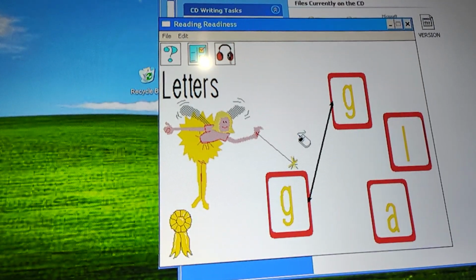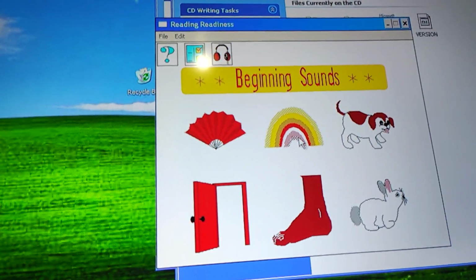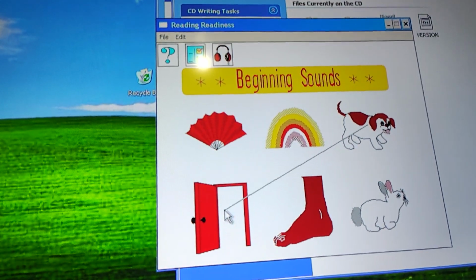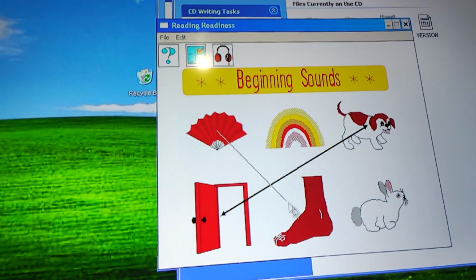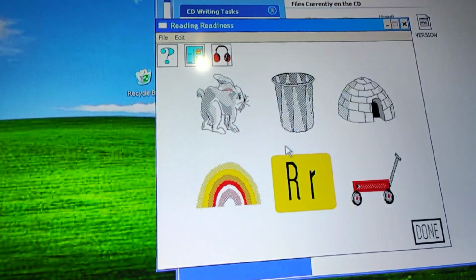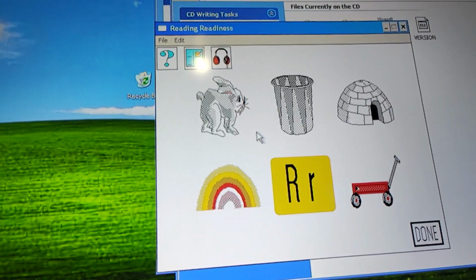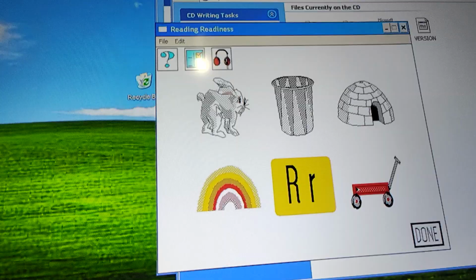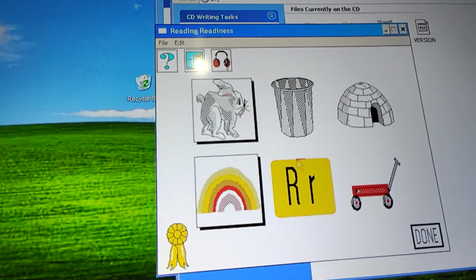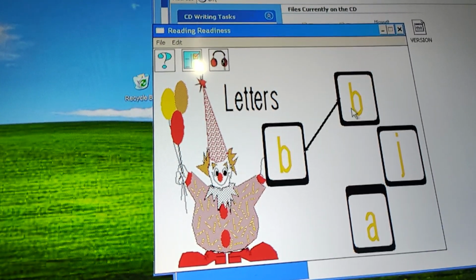Excellent! Let's review some words that begin the same. Draw a line between the things that begin with the same letter. Great! Mark the 2 pictures that begin with the letter R, as in radio. Click on Done when you are finished. Excellent! Match the letters that are the same. Good job!